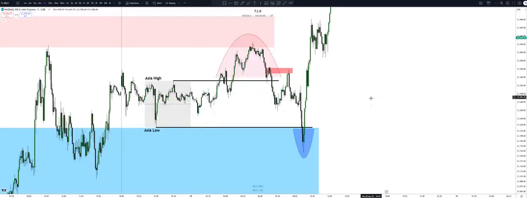So what exactly does this model entail? How do you actually trade this? How are we using the Asian range to determine our session bias or intraday bias, right?